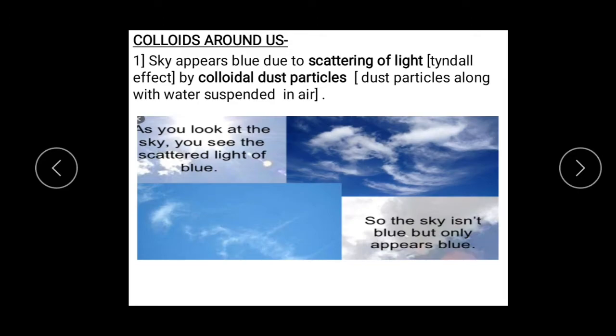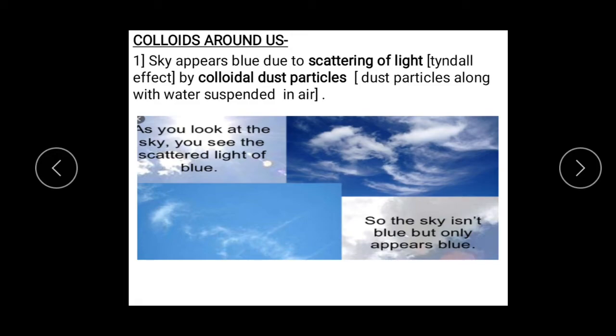Now you have to remember that colloids play a very significant role in nature and also in our daily life. And we are going to discuss some of them here, and mainly reasoning questions are asked from this part. And you have to remember that when you answer these questions, the key words should consist of colloids, coagulation, all these type of words which are related to colloids should come in your answer.